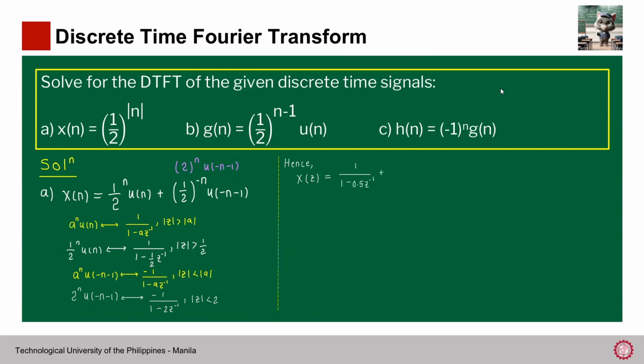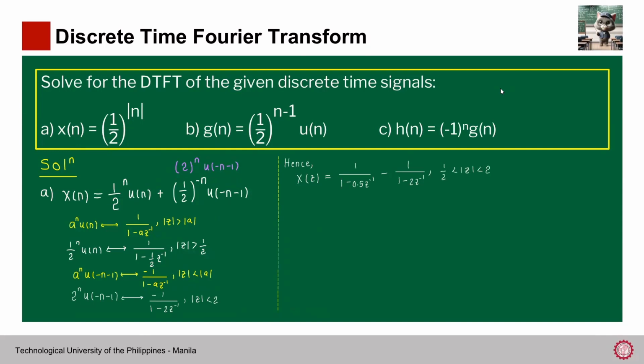Plus the second one, which is minus because it is negative: minus 1 all over 1 minus 2 Z raised to negative 1 also. Now, what will be the ROC? We need to combine the two ROCs: greater than 1 half but less than 2. So that would be 1 half is less than mod of Z is less than 2.